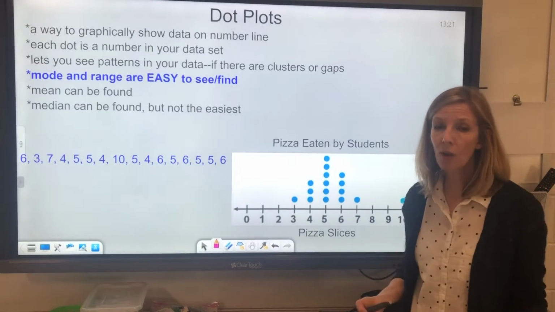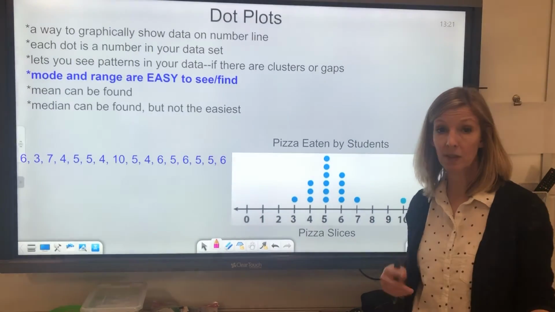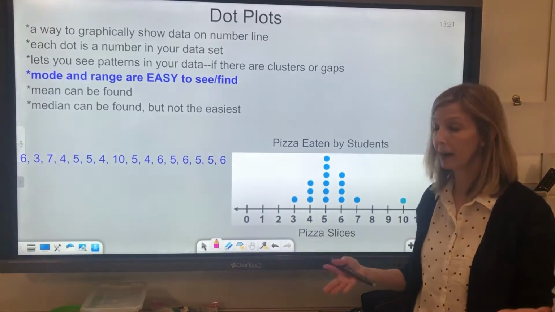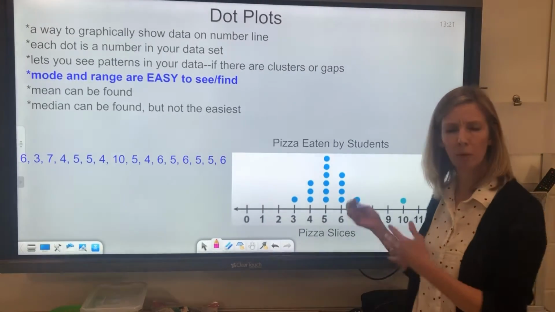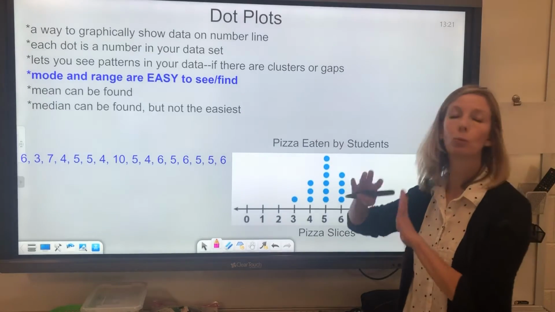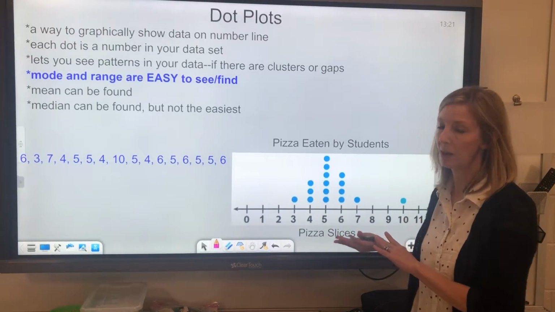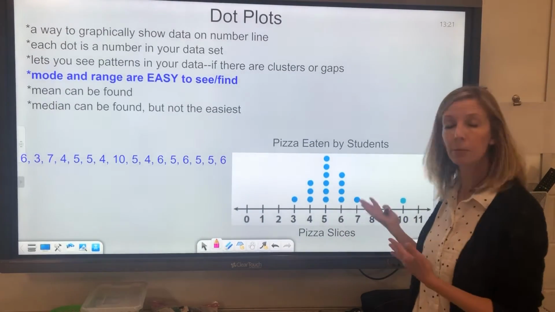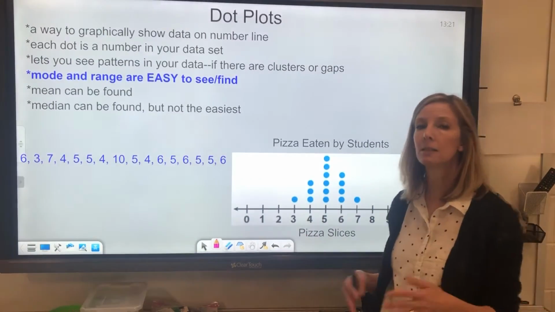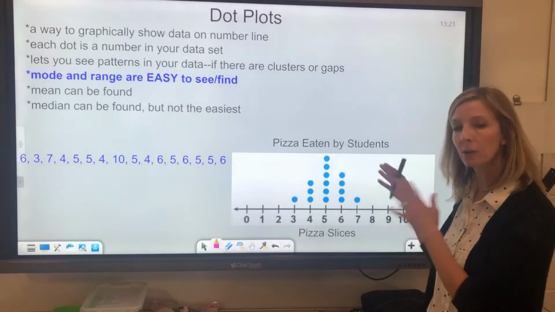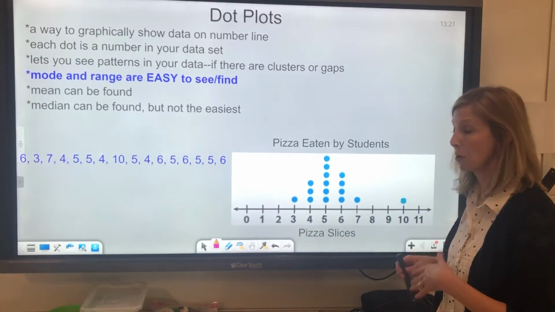You can find all the different items that we've talked about, mean, median, mode, range, using a dot plot. Some of them are maybe a little bit more helpful to find, like the mode and the range. Really easy to see on a dot plot. It can be used to find the mean. Also the median, maybe not the easiest, but it does work. So we'll look at some more examples specifically here in a moment.